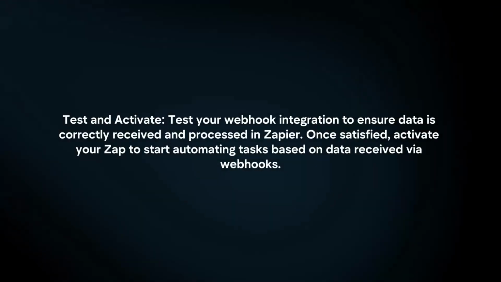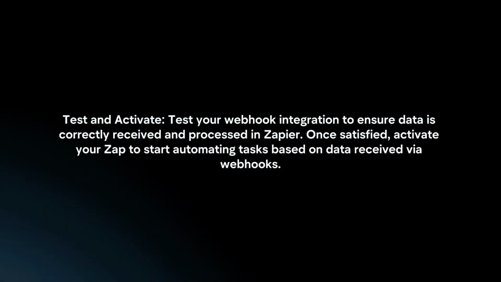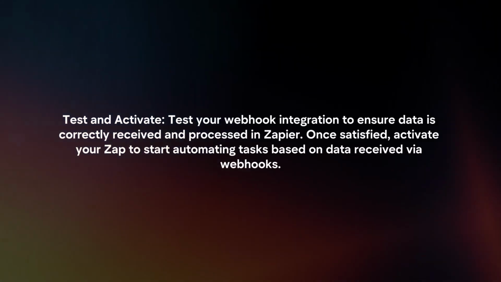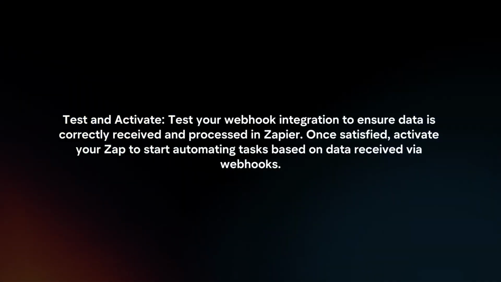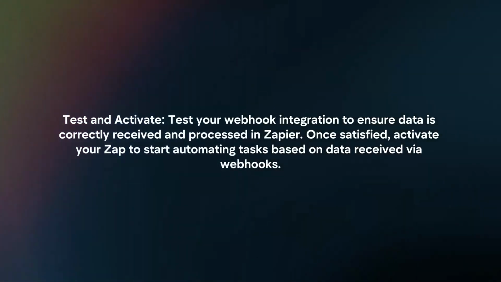Test and activate. Test your webhook integration to ensure data is correctly received and processed in Zapier. Once satisfied, activate your Zap to start automating tasks based on data received via webhooks.